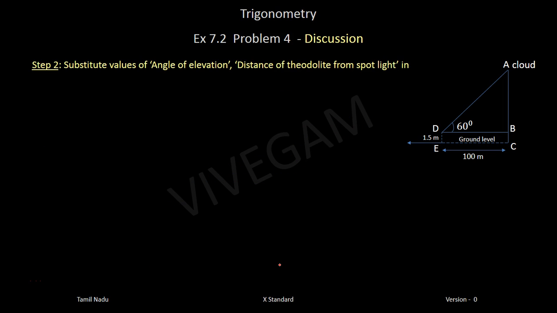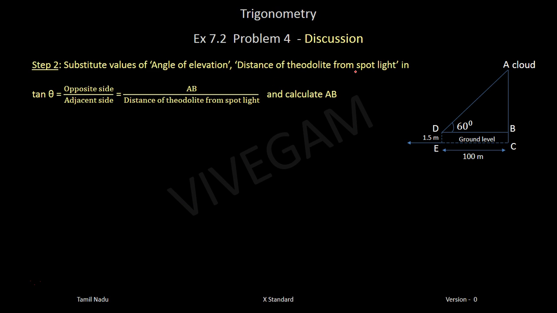Okay. Substitute angle of elevation, distance of theodolite from the spotlight in tan theta equal to opposite side by adjacent side. So this is a formula which we need to use. Tan theta is opposite side by adjacent side. But what is it in this case? Tan theta is tan 60. That is equal to opposite side is AB, and adjacent side is nothing but BD. But what is BD? BD is the distance of the theodolite from the spotlight.